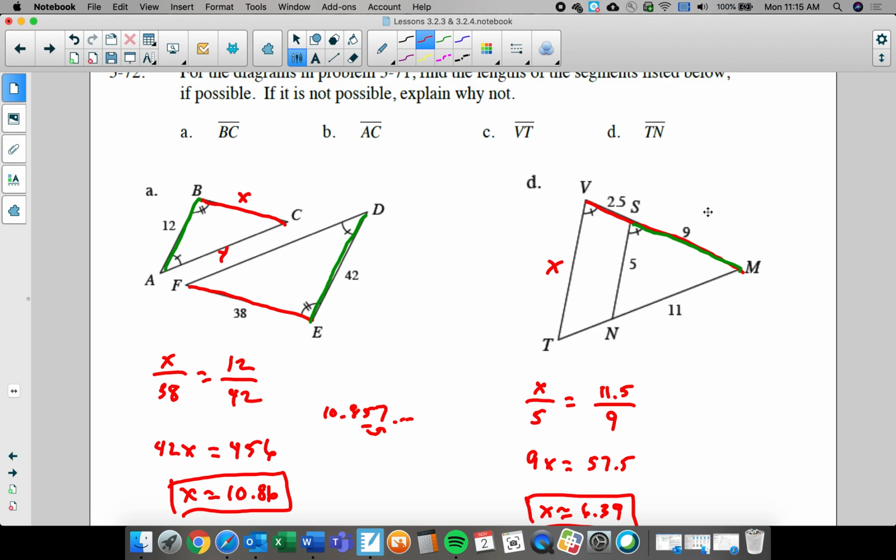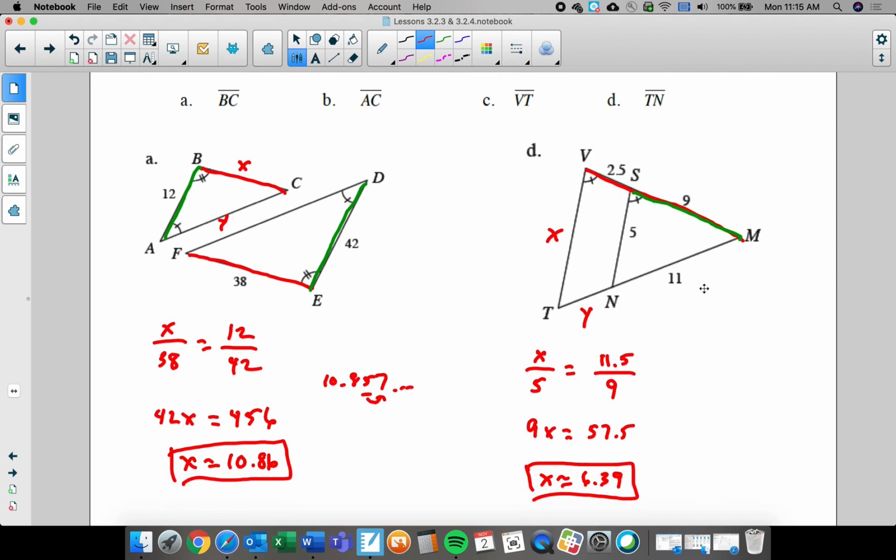Then in this problem, they ask you to find the length of Tn, which in this case we could call y. This one we can go through and solve for. Let's say I'm going to do this one a little bit differently. Let's say I use the smaller triangle first and then the bigger triangle. So I'm going to use the 11 over the corresponding side from the bigger triangle, which would be the sum of these two pieces. So 11 would go over y plus 11.